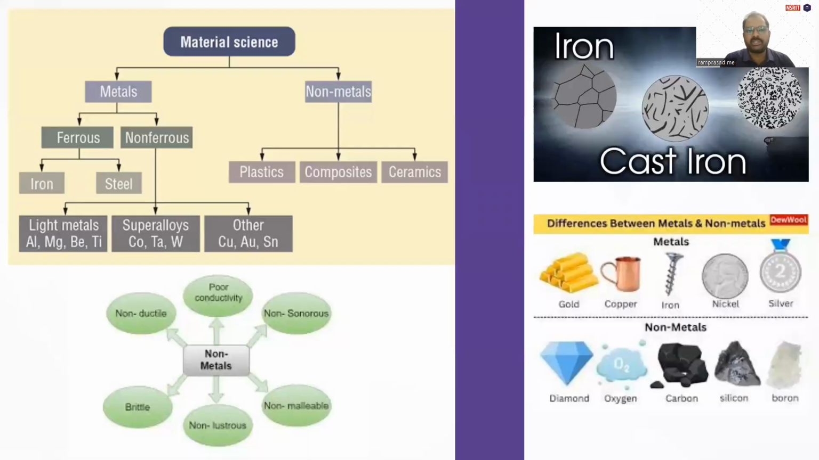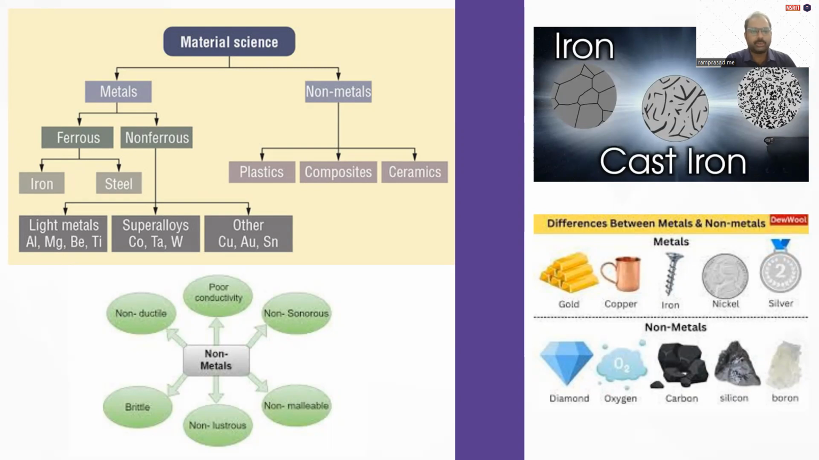The basic materials are classified as metals and non-metals. And further, the metals are classified as ferrous and non-ferrous, and non-metals are classified as plastics, composites, and ceramics. And further, the ferrous materials are classified as iron and steel. The non-ferrous materials are light metals, superalloys, and other forms of metals.